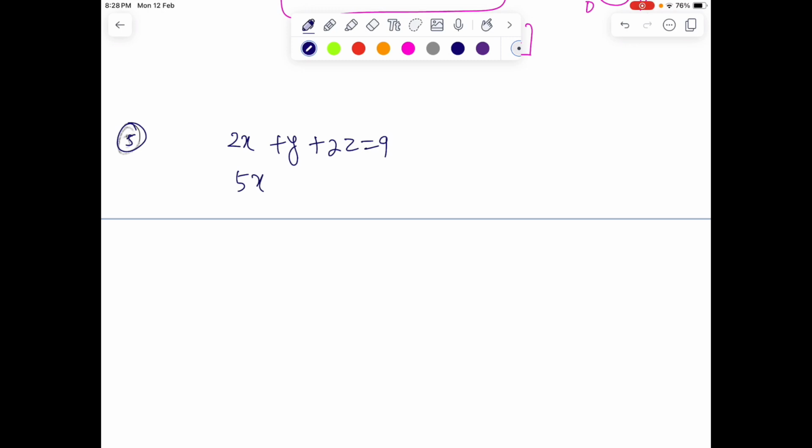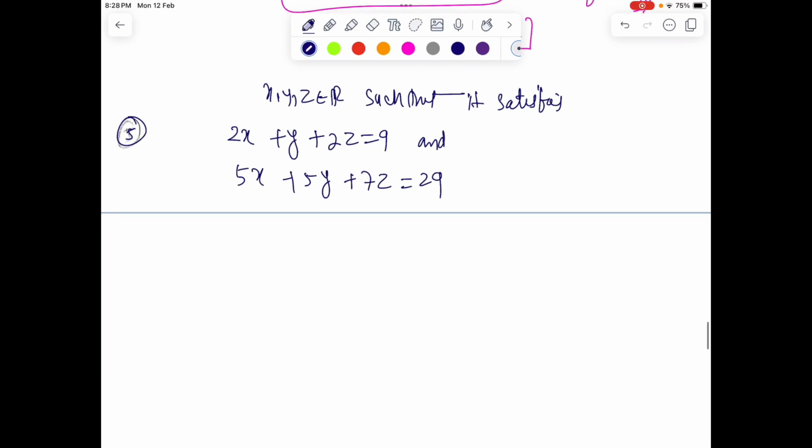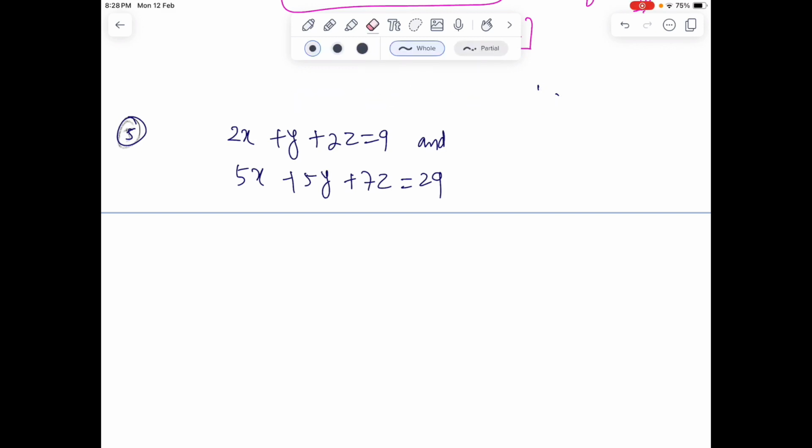Here is a problem. Let's say we have x, y, z. We satisfy two constraints, 2x plus y plus 2z equals 9 and 5x plus 5y plus 7z equals 29. So x, y, z belong to real numbers such that it satisfies this and this.